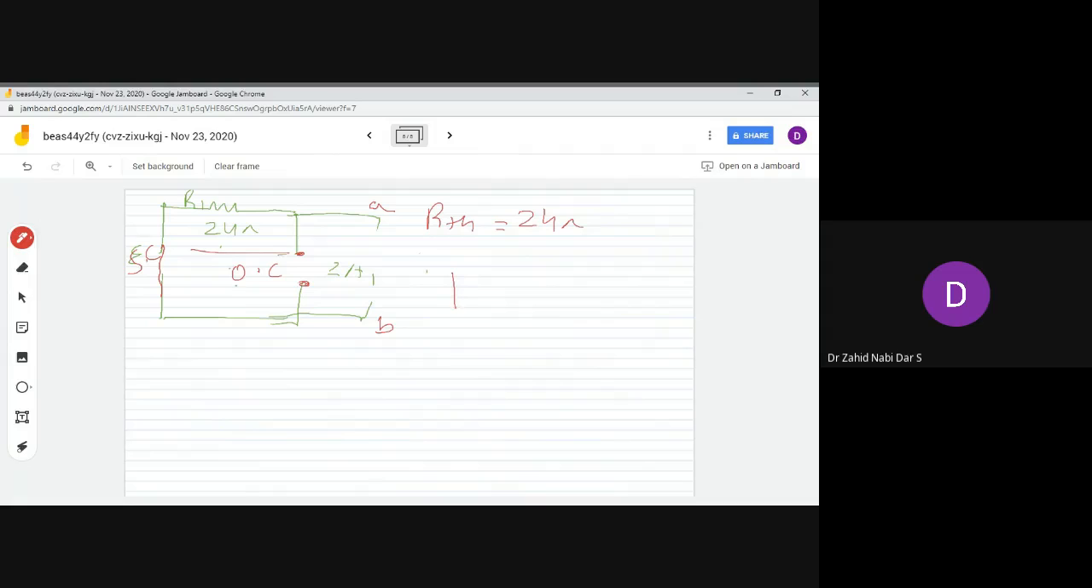You have this as 20 volts. R Thevenin would be 24, and this would be 2 amps. Open circuit voltage means these terminals, A and B, you have to open. Now here you have to find this voltage VAB.